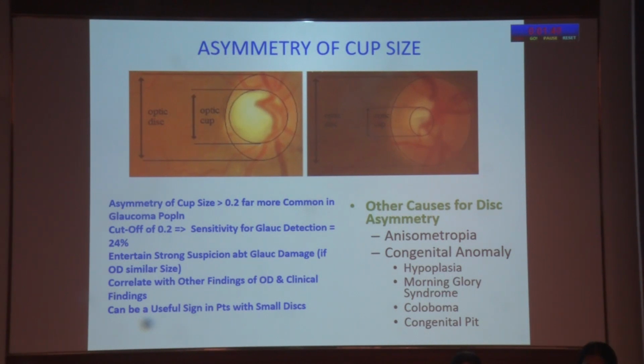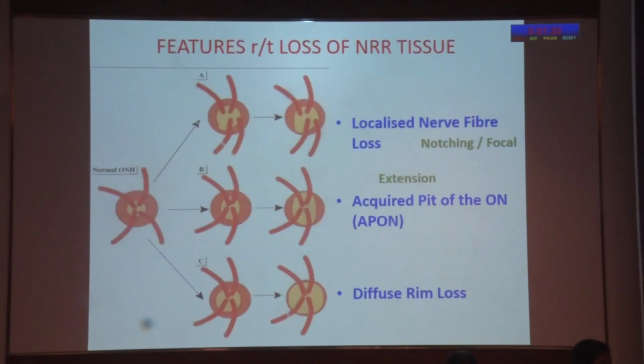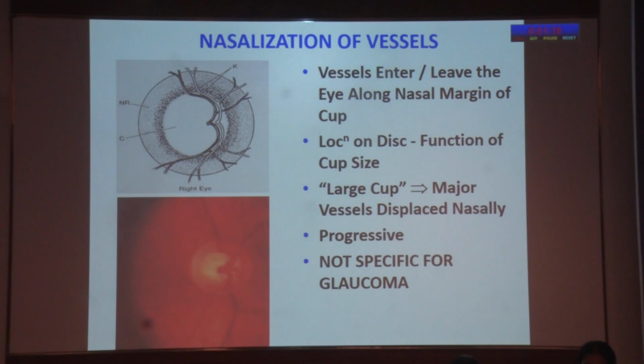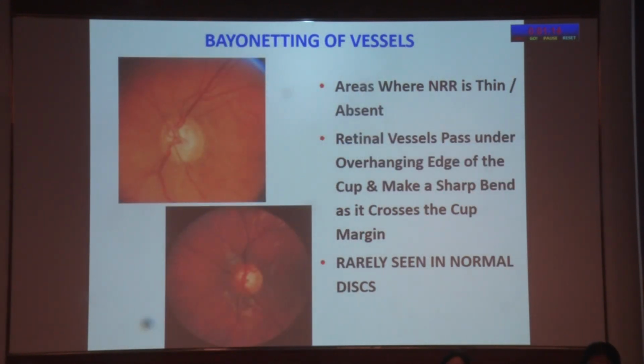A cutoff of more than 0.2 would definitely require your attention, but you can also get them in other congenital anomalies, which you have to be aware about. And these are features which you see, like notching and focal loss. Then you have the acquired pit of the optic nerve, which you have to be careful about, or the diffuse rim loss, nasalization of the vessels. I'll just run through these in the interest of time.